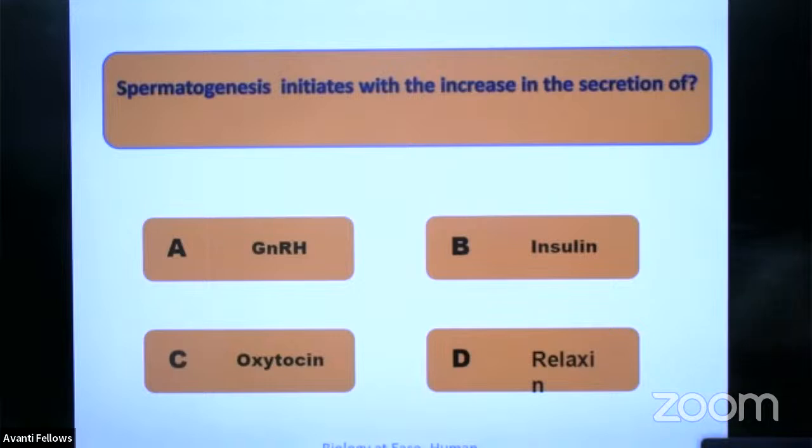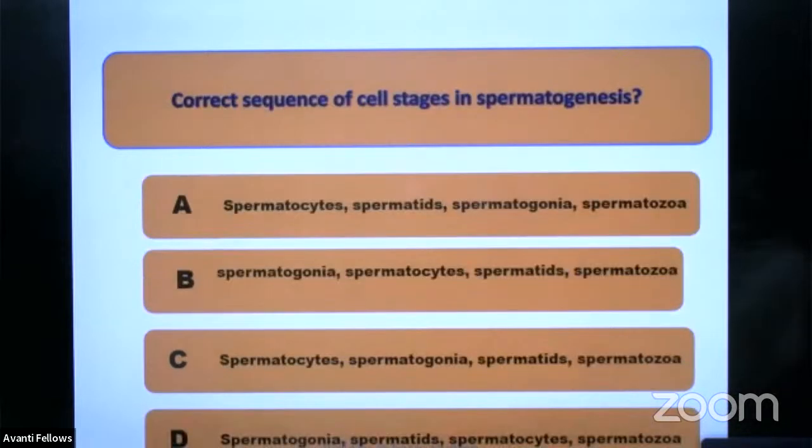Spermatogenesis initiates with an increase in the secretion of what? The correct answer is gonadotropin releasing hormone. Spermatogenesis initiates with an increase in the secretion of gonadotropin releasing hormone only, not insulin, oxytocin, or relaxin. Oxytocin is the milk ejection hormone, and relaxin is produced only at the end for the parturition purpose. Then we will move to the next question, number 18.